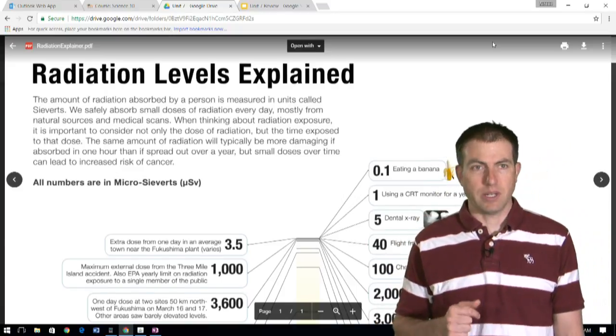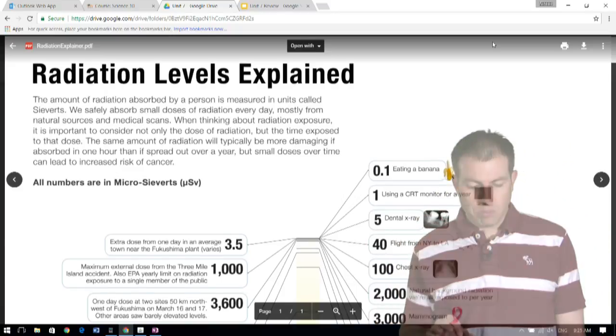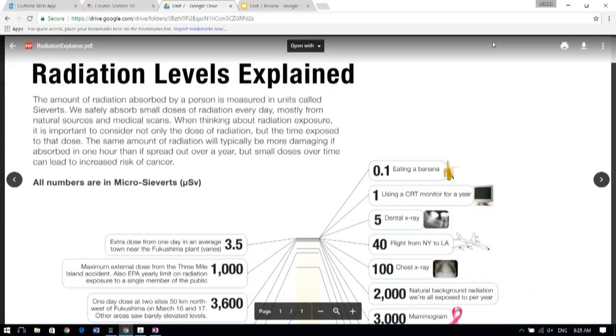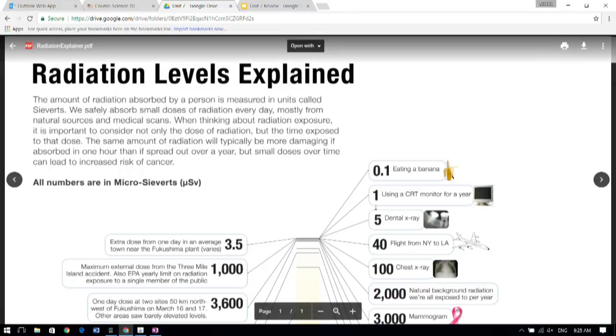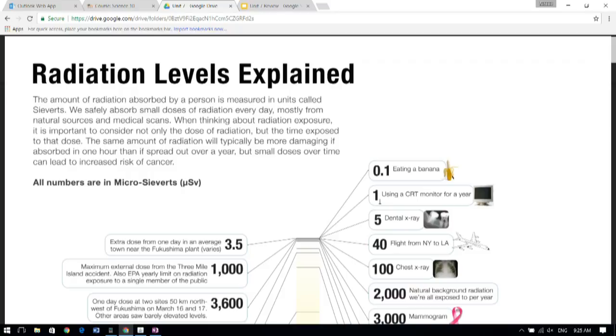So I just had a banana for breakfast. So we measure everything in microsieverts. And eating a banana is 0.1 microsieverts. Adds to your radiation. You guys don't usually have CRT monitors. Those are like the really big tube TVs. They're called cathode ray tube TVs. We used to have them, not so much anymore. Using one for a year would be 1. A dental x-ray, you probably get 1 a year. You're looking at 5.